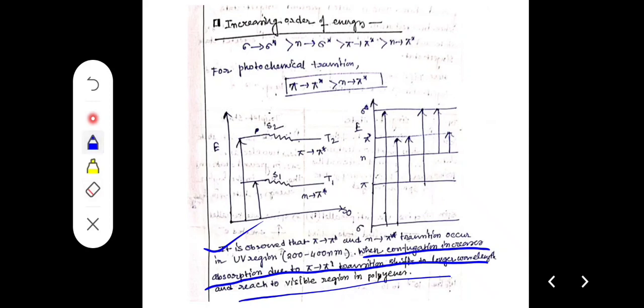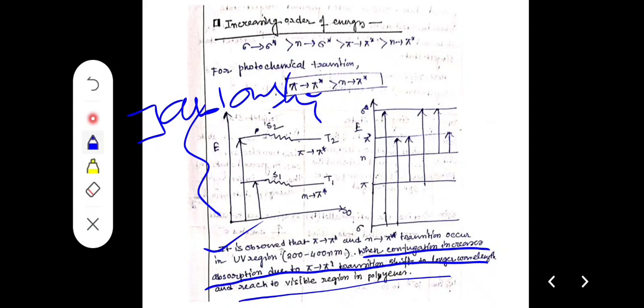Now again, if we know the Jablonski diagram, this is a Jablonski diagram. That should be the energy diagram. S0 is the singlet state, where the molecule has this type of electron.